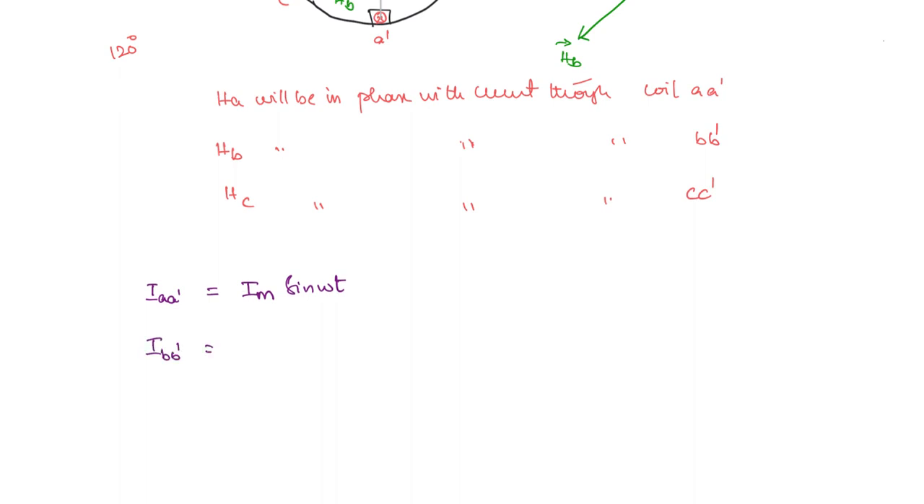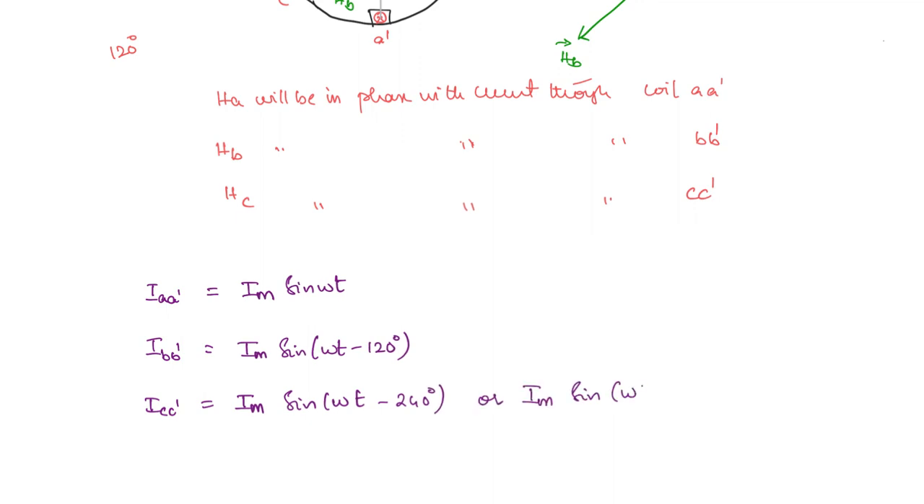IBB dash, now what will this be? We are taking 3-phase balanced currents. So the magnitude will be IM, whereas the phase will be 120 degrees lagging. Okay, sine omega t minus 120 degrees. And ICC dash is going to be the same magnitude, sine omega t, another 120 degrees lag. So minus 240 degrees, or you can also write this as what? IM sine omega t plus 120 degrees. Lagging by 240 degrees or leading by 120 degrees is one and the same.